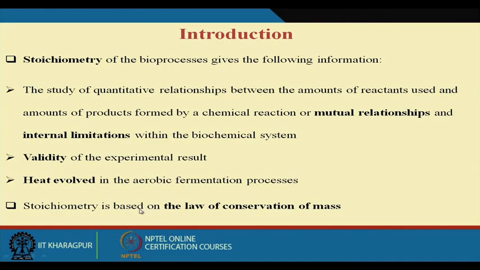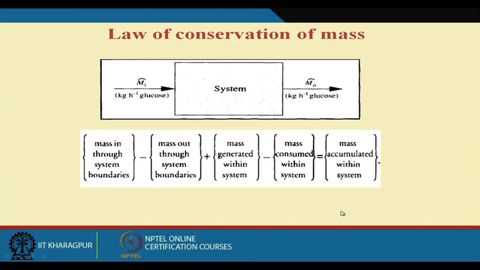If you want to calculate how much heat is evolved during this process, we can easily find it out. Stoichiometry is basically based on the law of conservation of mass. If you look at this equation, things will be very clear: mass in through the system boundary, plus mass generated within the system, minus mass consumed within the system, minus mass out through the system boundary, is equal to mass accumulated within the system. This is the law of mass balance equation that we have in this system.